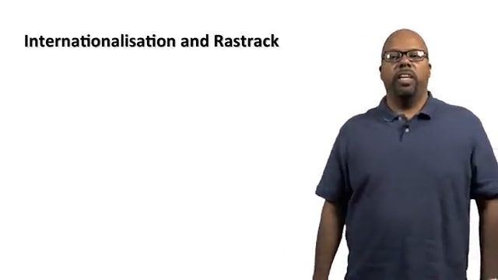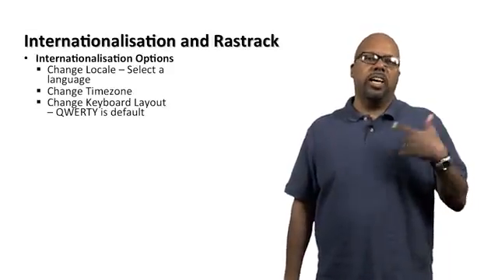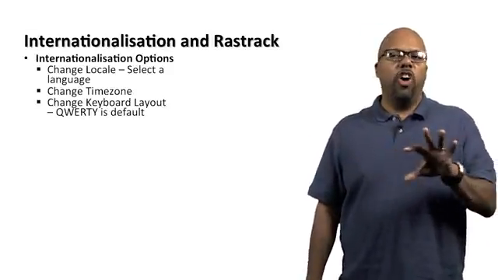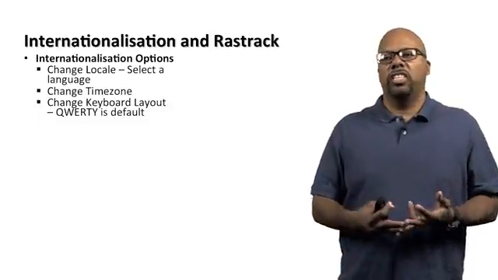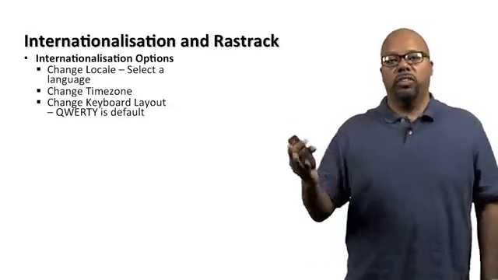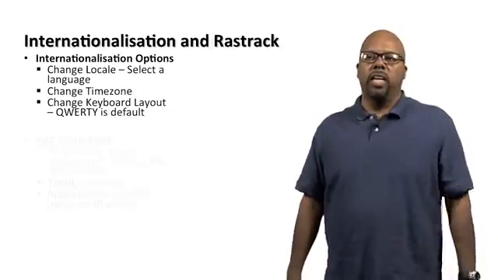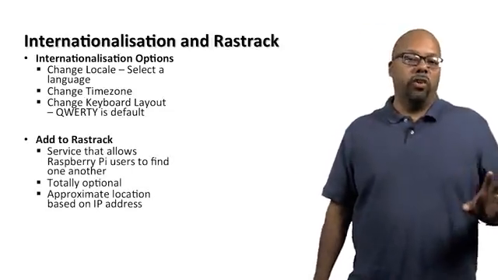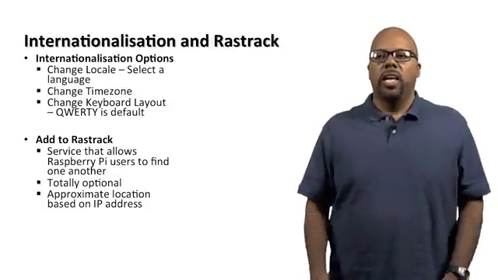Next selection would be Internationalisation and Rastrack. Internationalisation is basically setting up these options, which by default are set up for use in the US. So you can change the language, you can change the time zone, and you can change the keyboard layout if you want to, things like that. I didn't change any of those, just so you know, but I'm in the US, so all that was fine for me.